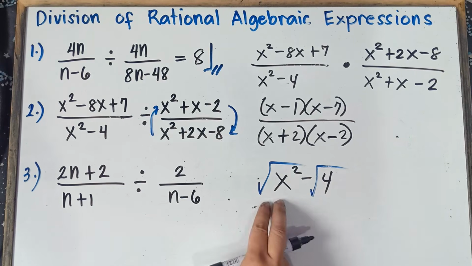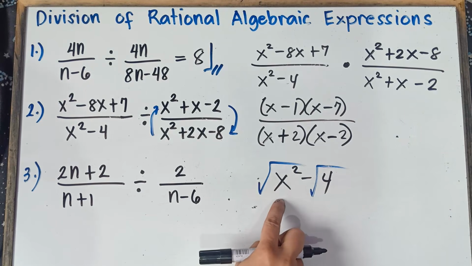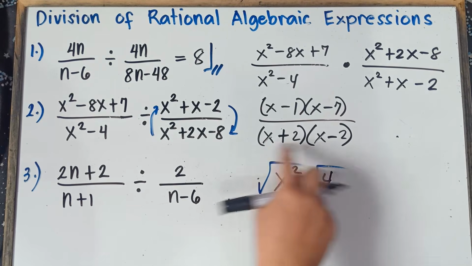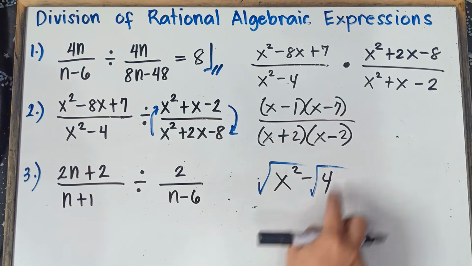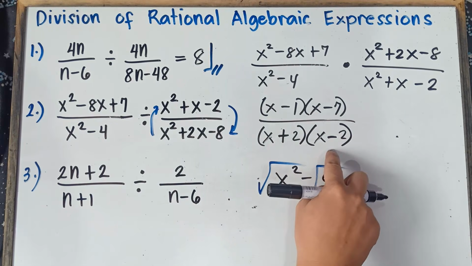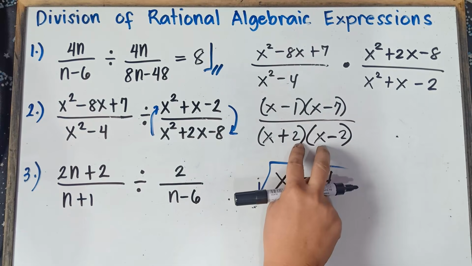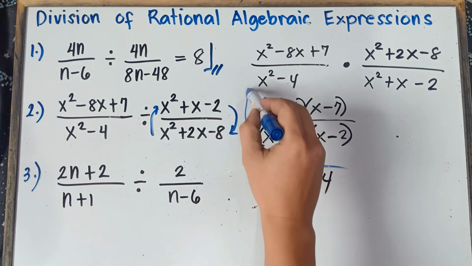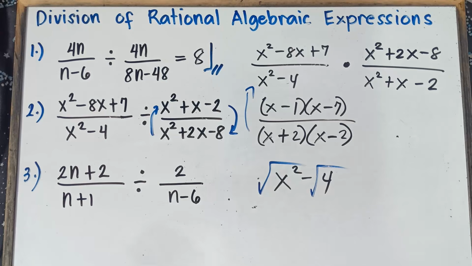So once again, class, difference of two squares, get the square root of the first term, the square root of x squared, that would be x. The square root of 4, that would be 2. And then you put plus sign and then minus sign. If you apply, class, the FOIL method, I'm sure, class, you will have this answer. We call this one, class, the difference of two squares.